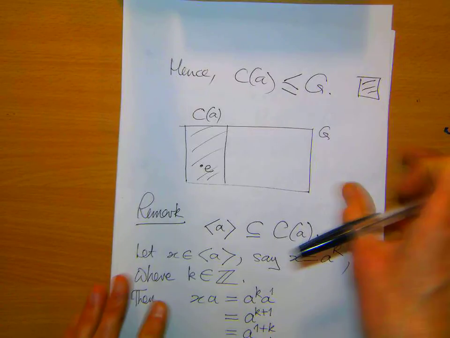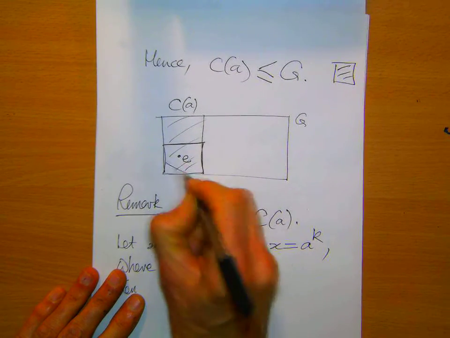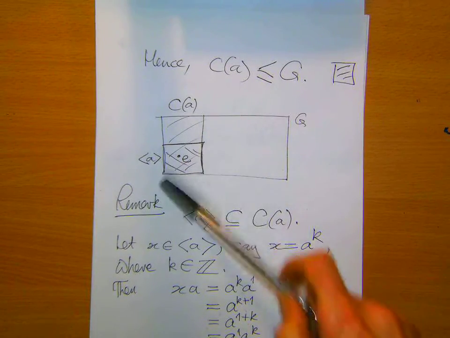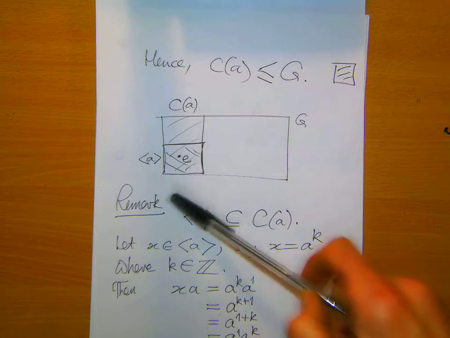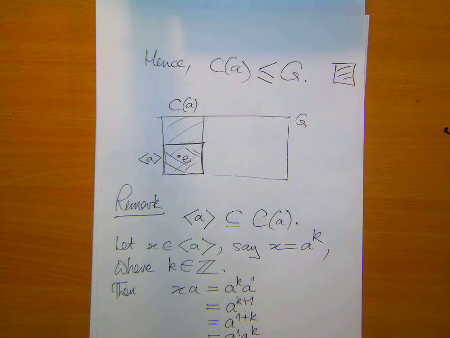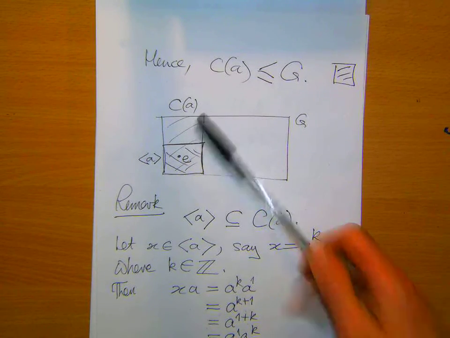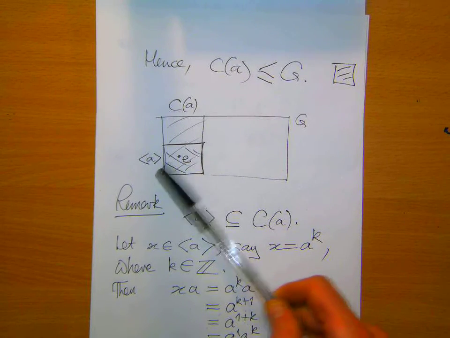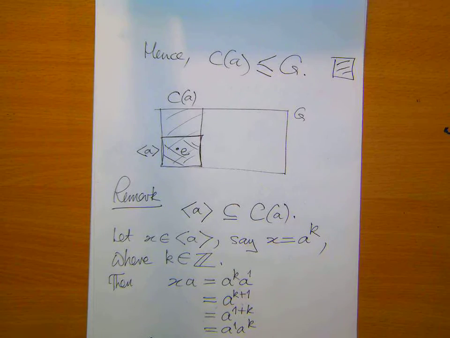So going back to this picture, sitting inside C of A is pointed brackets A. And these are all subgroups of each other in the obvious way. So when you're computing C of A, you certainly know that you've got pointed brackets A in there. In fact, sometimes pointed brackets A is the whole of C of A, and sometimes it isn't. And we'll do some examples in a second.